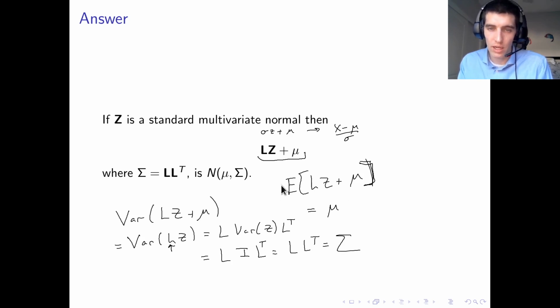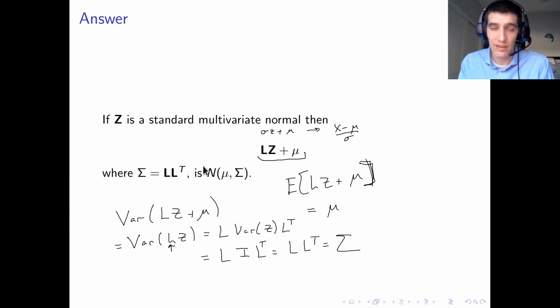Okay, so this is an example. Am I going to drill you on the Cholesky decomposition? No. What's important about this example is that it illustrates properties of transformations of random vectors: what happens to their mean and what happens to their covariance matrices.